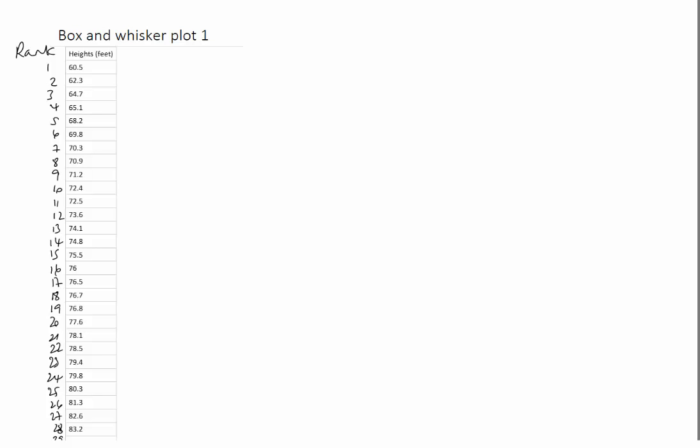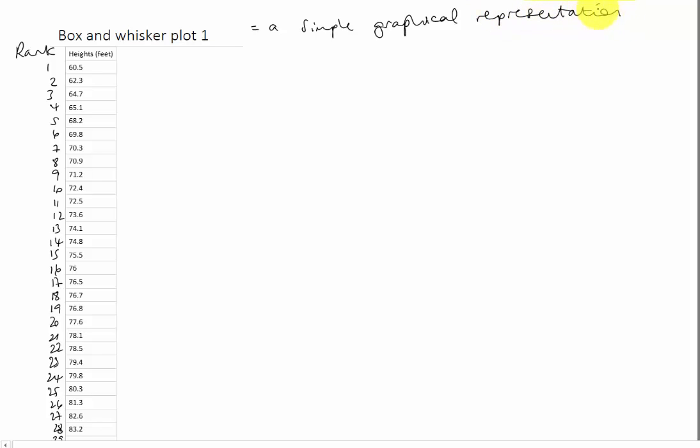And let's take this one step further to create something we call a box and whisker plot, which is a simple graphical representation of a continuous data set. So you can add this to your list of types of graph that you might want to draw.